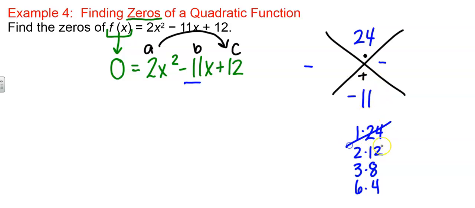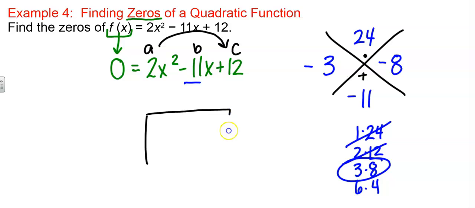So knowing that, we're looking for what truly does add. 1 and 24 would be 25. 2 and 12 would be 14. 3 and 8, 8, 9, 10, 11. There it is. So it'd be negative 3 and negative 8 to multiply to a positive 24, but add to a negative 11. Now I'm going to show this by doing the box method.